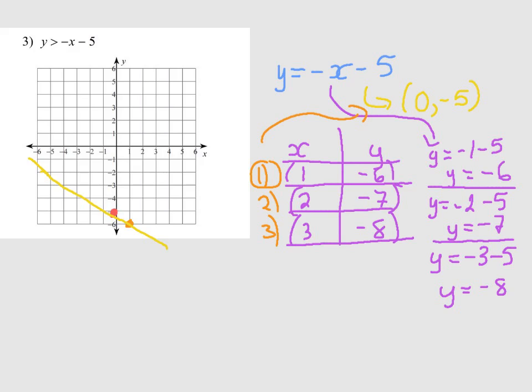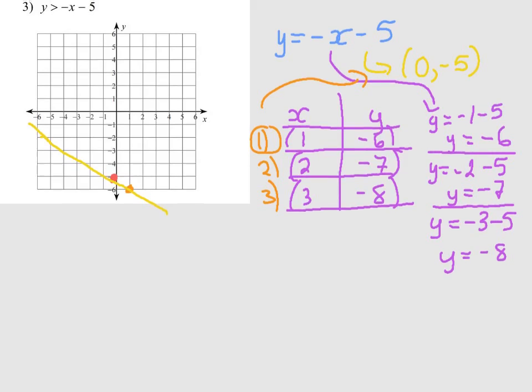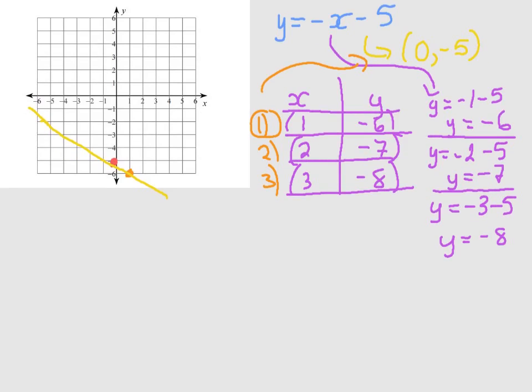Another way of doing it is if we just said, you know what, let me pick some random x, any x: 2, 3, 4, 5, negative 2, negative 3, negative 4, negative 5. So if I rewrite my rule here, y is equal to negative x minus 5, and I'm going to get rid of this for now because I'm going to write over it. And I say to myself, okay, I want to know what y is when x is negative 4. So using this rule, I'm going to plug in negative 4 as x and find my point for y.